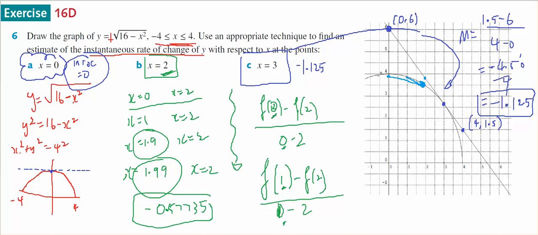The trick is I start a long way away, then I get closer and closer and closer, and I use my numbers. Now obviously, because I had a square root, it's a very difficult question to do without your calculator.